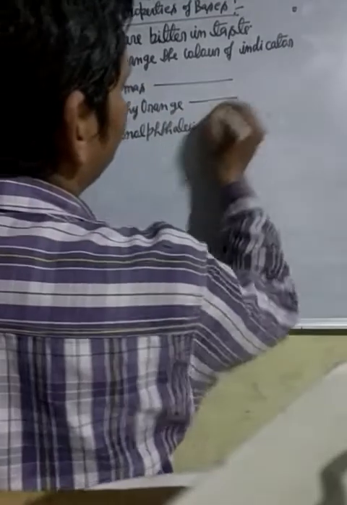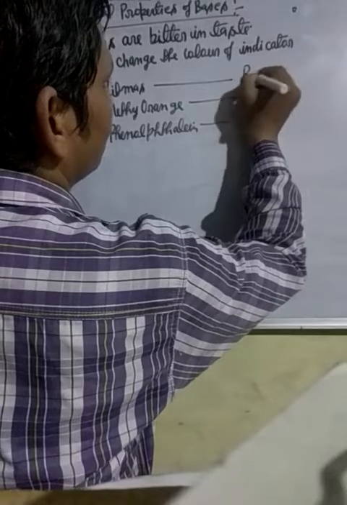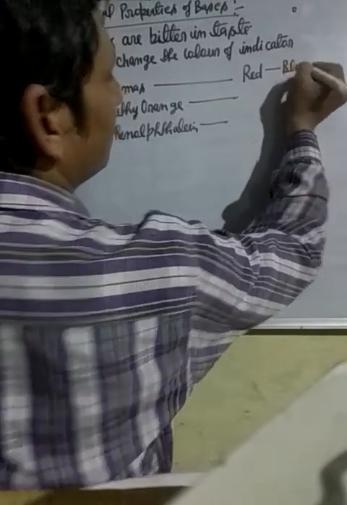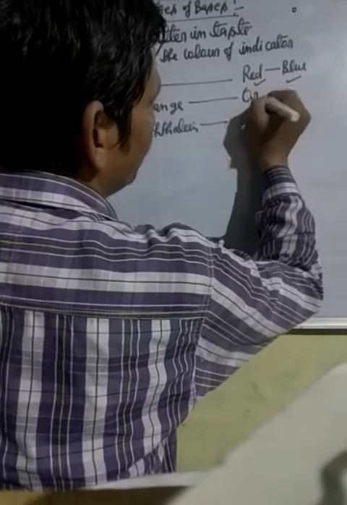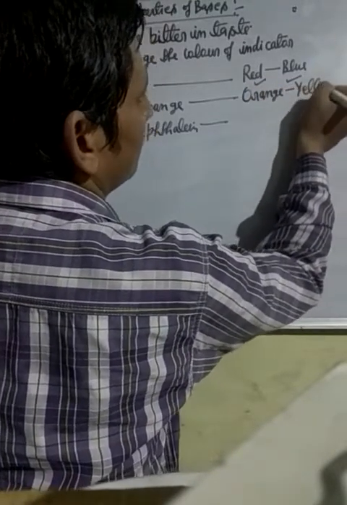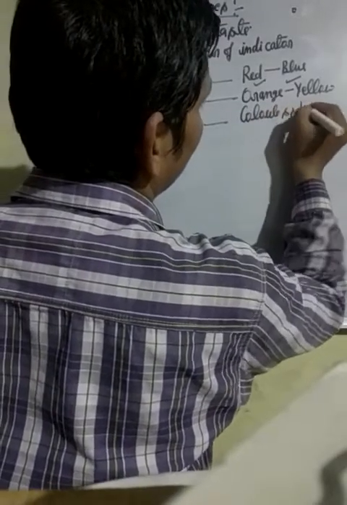They change the color of litmus from red to blue. Bases turn red litmus to blue. Second, bases change the color of methyl orange from orange to yellow. After this, bases change the color of phenolphthalein from colorless to pink.